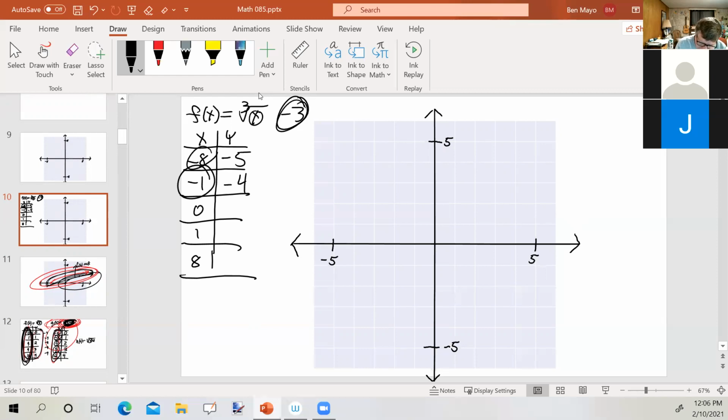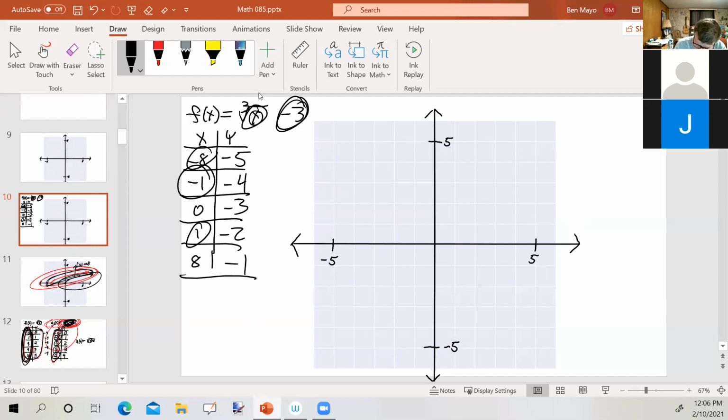If x is 0, what's the cube root of 0? 0. Minus 3 is -3. If x is 1, what's the cube root of 1? 1. 1 minus 3 is -2. And the cube root of 8? 2. Minus 3 is -1.